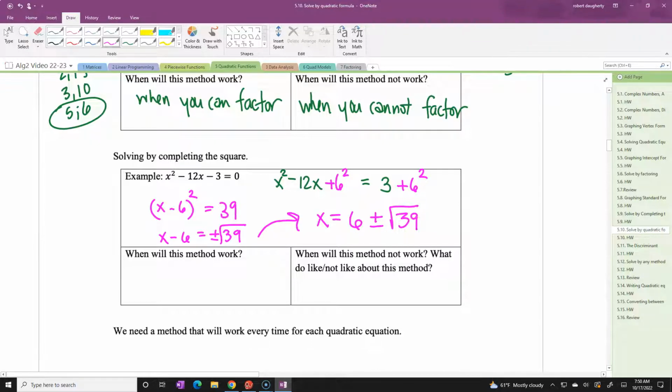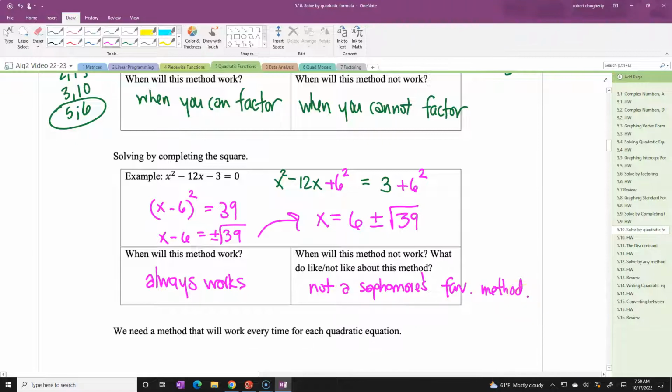Okay. This method has no limitations, so it will always work. When will it not work? No, it will always work, but it's not people's favorite method. For some reason, it's not a sophomore's favorite method.